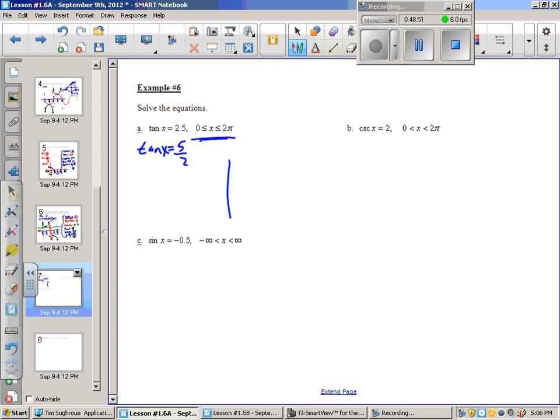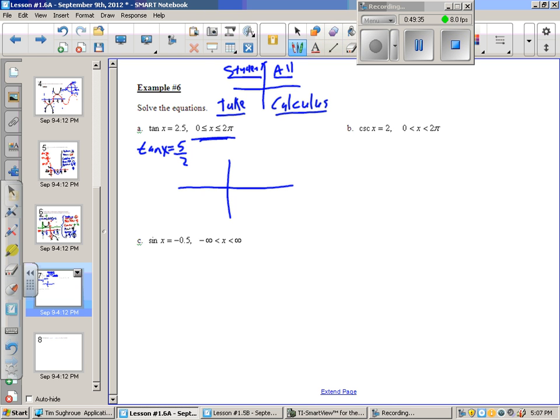There are 2 quadrants where the tangent is positive. If you haven't heard of this saying before, please listen to this. Try to remember the quadrants using this little catchphrase. All students take calculus. All students take calculus. And what it means is everything is positive in the first quadrant. Only the sine and its reciprocal, the cosecant, are positive in the second quadrant. Only the tangent and its reciprocal, the cotangent, are positive in the third quadrant. And only the cosine and its reciprocal, the secant, are positive in the fourth quadrant.